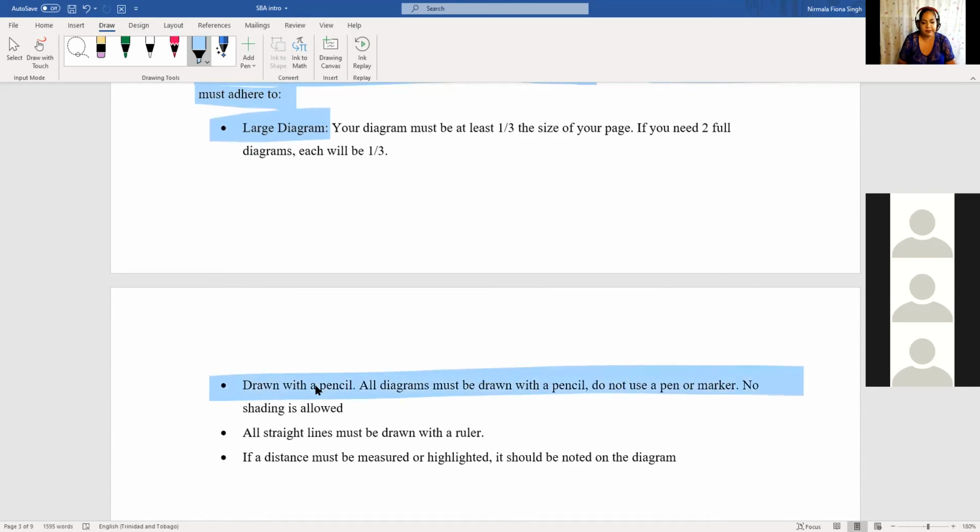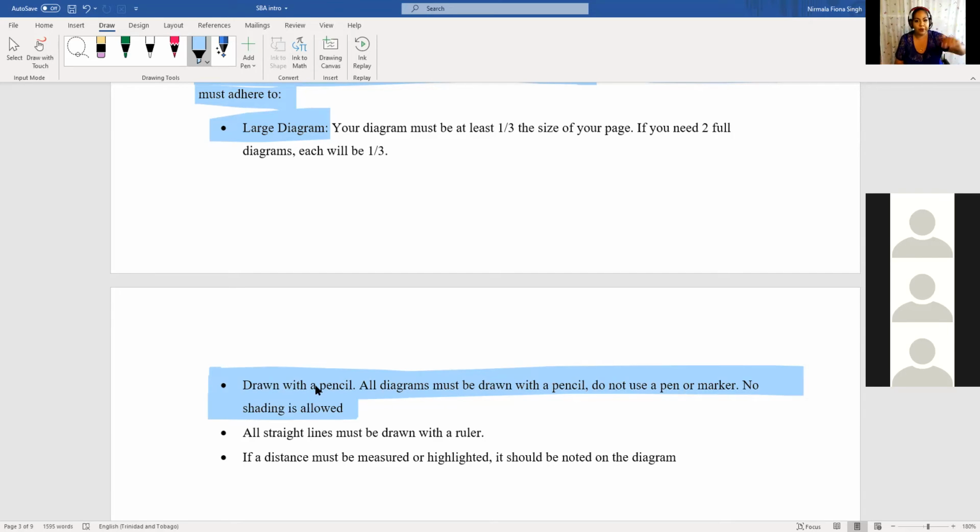Your diagrams must be drawn with a pencil. Do not use pens or markers, and no shading is allowed. I used to get in trouble with my teacher, because I do art, right? So I draw and sketch and do whatnot, so it was really hard for me to not shade. I used to hear all the time, Miss saying, stop shading, no shading allowed. So I'm telling you from now, do not shade.